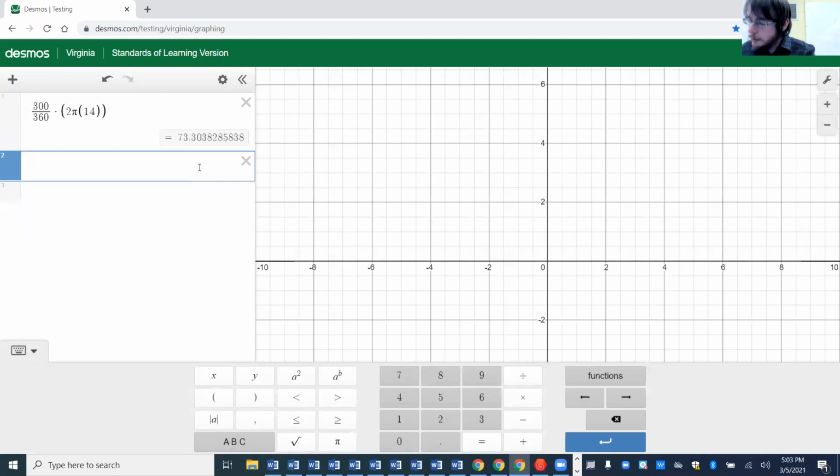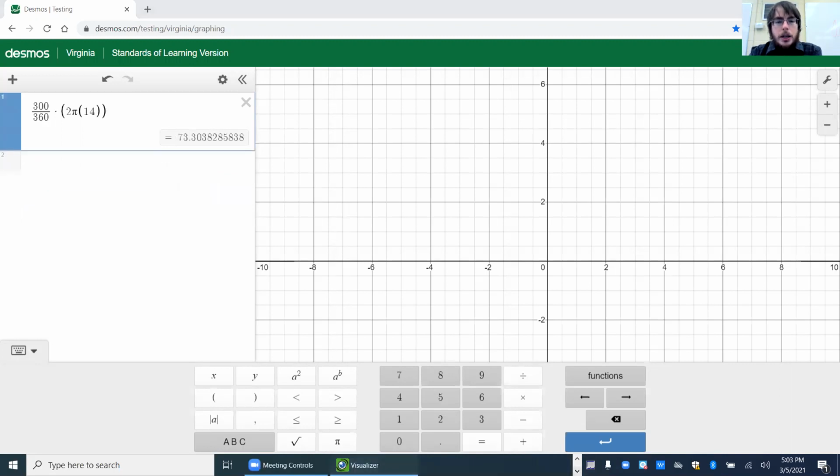So some of these problems will ask for exact length, and some of them will ask for an approximate, and it'll tell you what to round it to. Now there is a pi button down here on the calculator. You just click that and it will add pi to it, or you can just type in pi and it will give you the symbol as well.